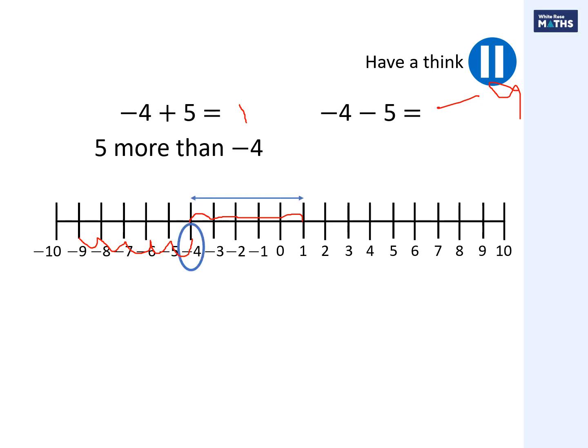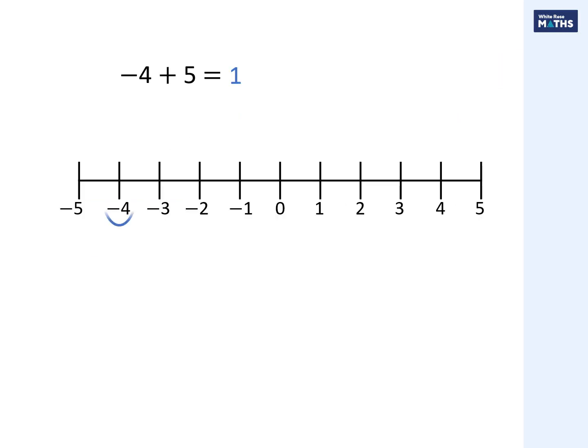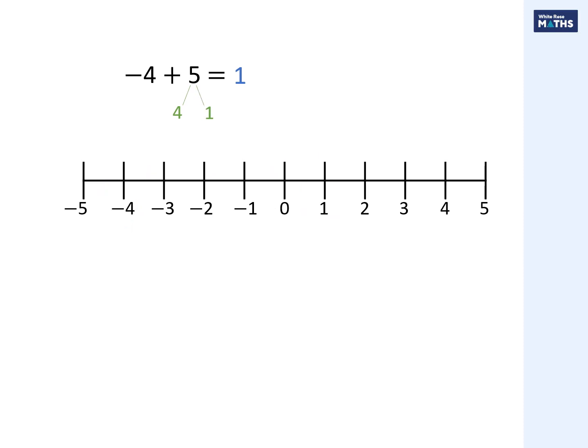Okay, 1, there we go. Okay, there we go. -4 plus 5, and I get to 1. Okay, there we go. Right, next one, 4 minus 6.